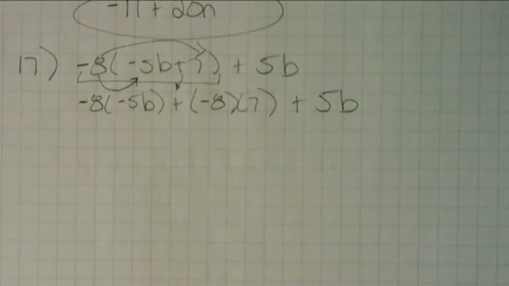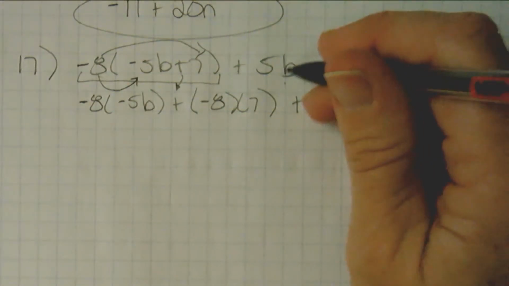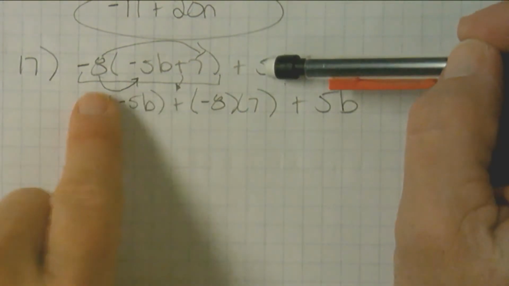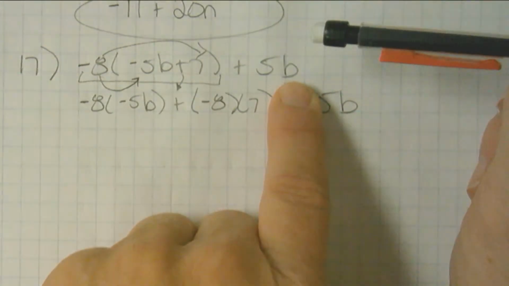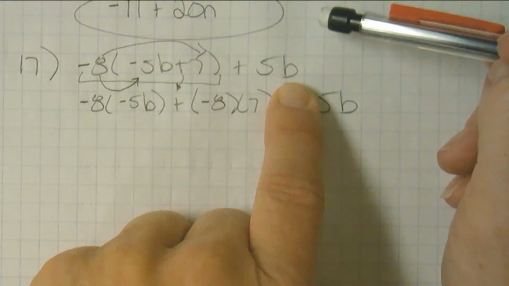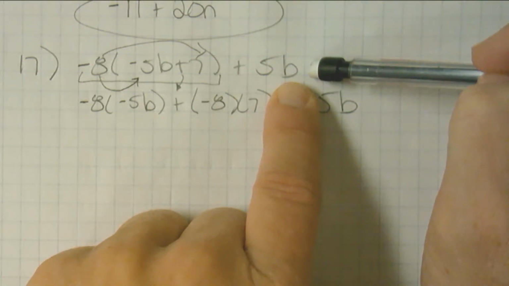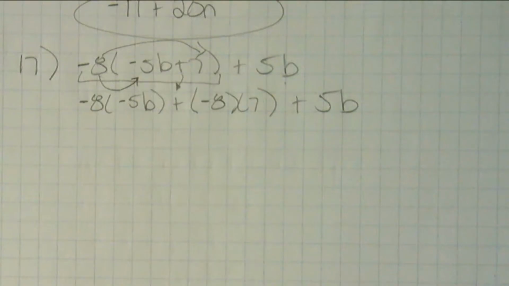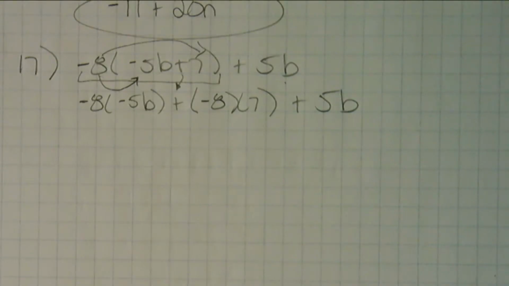Why am I not multiplying my negative 8 times my 5b? Jack? This 5b over here. Why am I not multiplying this negative 8 times this 5b out here? Yeah, is this 5b in the parentheses? No, so it does not get multiplied by the negative 8. Only the numbers inside the parentheses get multiplied by that negative 8.